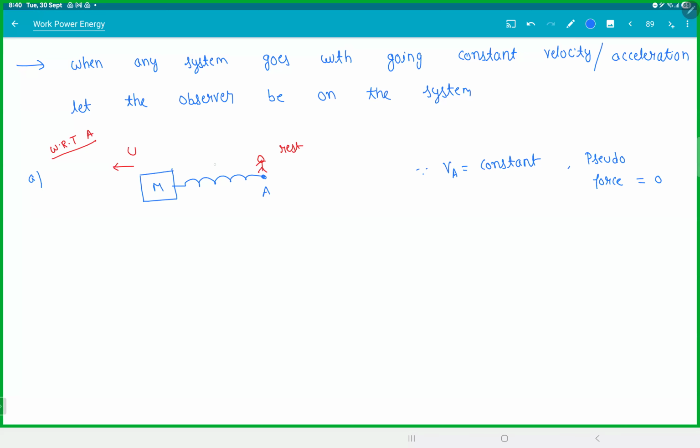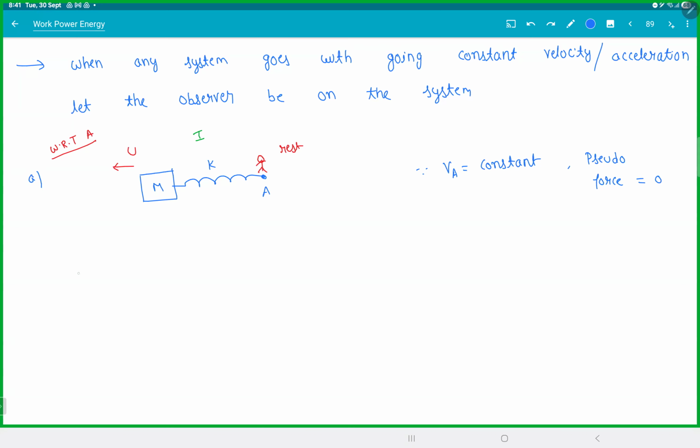Next thing, how to solve problems. Step one, choose your system. Block is my system. Step two, define your initial state and final state. This is my state one. My final state, you said maximum elongation. So this becomes like, you know what? This is the fixed wall and the block is simply oscillating front and back. Is that making sense? When you go and stand on A, it will start feeling as if the point A is fixed like a wall and the block is simply oscillating front and back like an oscillation.